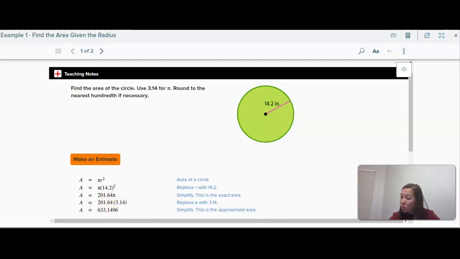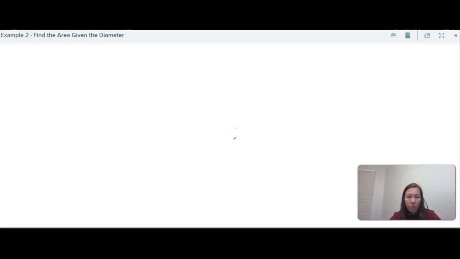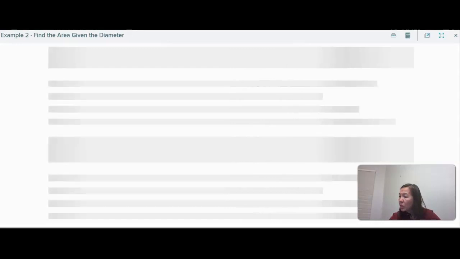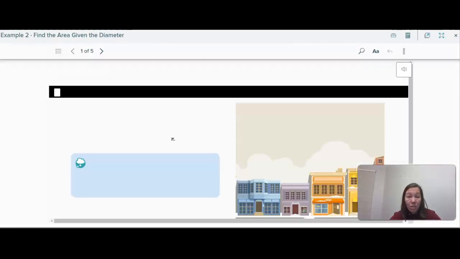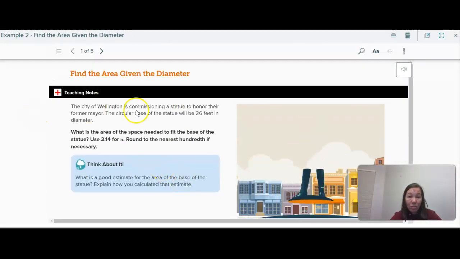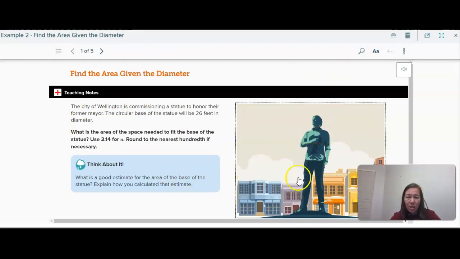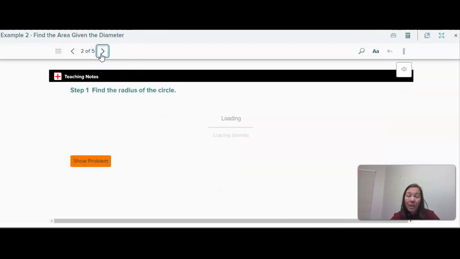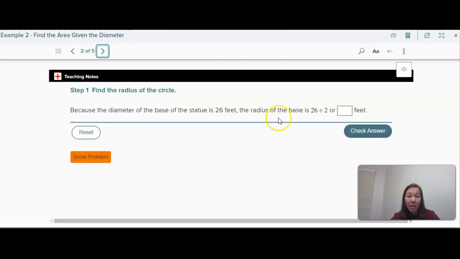So see if you can do the one on page 458 at the bottom. Now, you might not always be given the radius, so sometimes you might have to figure out what the radius is first. So the city of Wellington, this is an interesting thing that just happened. They commissioned a statue to honor their former mayor. The base will be 26 feet in diameter, and we want to find the area of the base. Well, if we want to find area, we need to know the radius. So our first thing we're going to have to do is find the radius, and this is on 459.